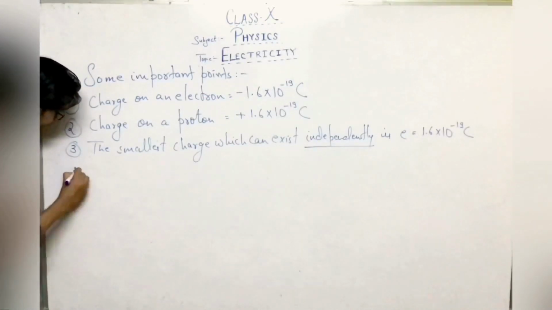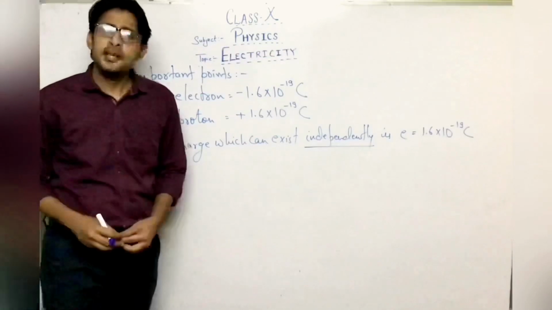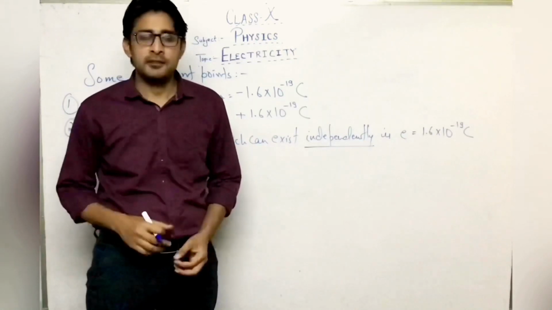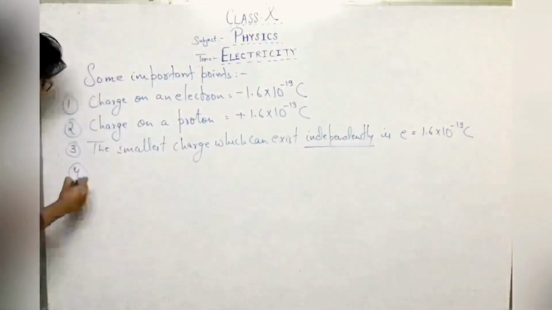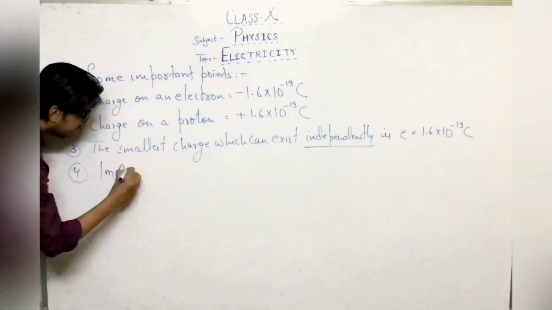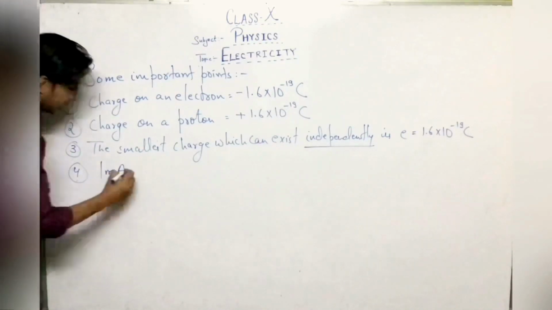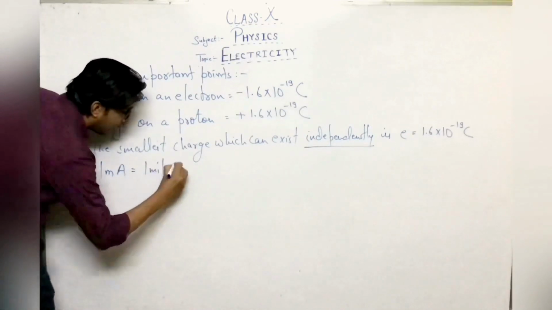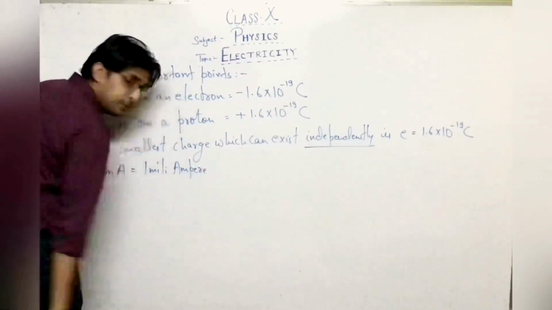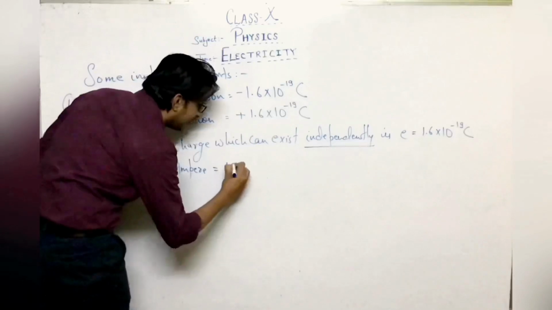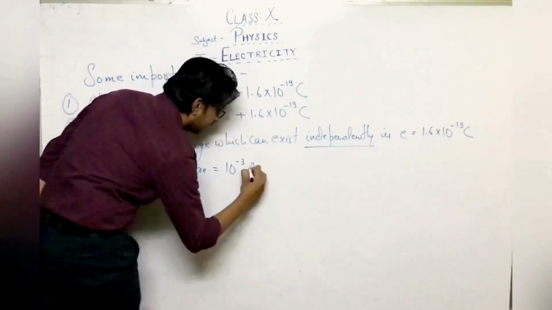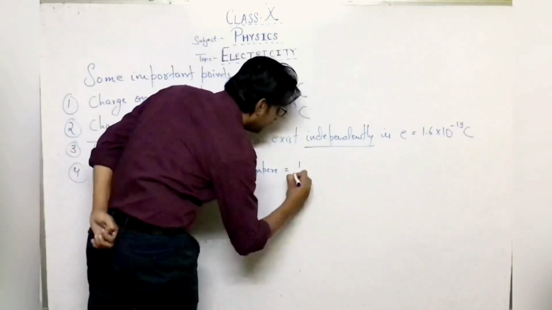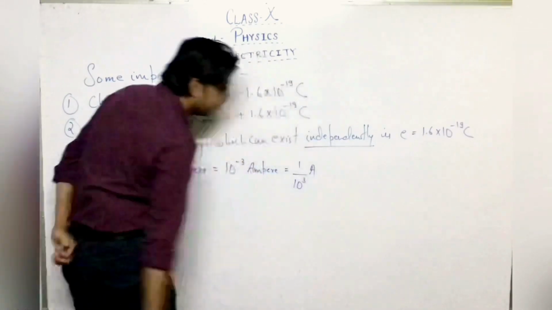Now, fourth point. SI unit of electric current is ampere. But there are other units as well in which we can measure it. One is 1 milliampere. It is small m and capital A. 1 milliampere means 1 milli, which is 10 to the power minus 3 ampere, which is 1 by 10 to the power 3 ampere.